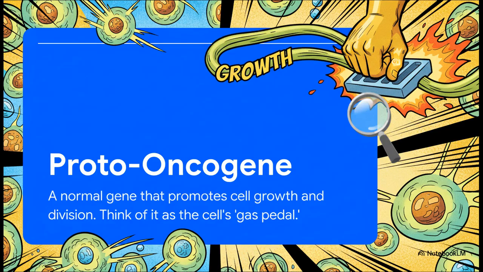So first up, we have proto-oncogenes. In a perfectly healthy cell, these genes are basically the gas pedal.